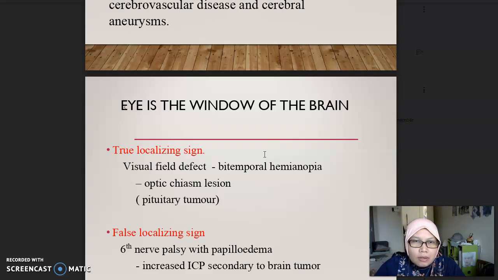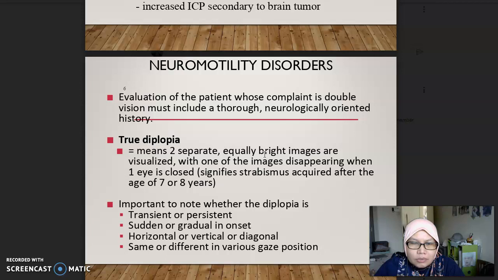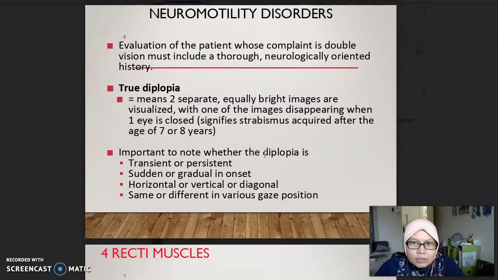Okay, so there are a lot of other examples that you can find on the internet if you're interested. Okay, next we go to neuromotility disorders.